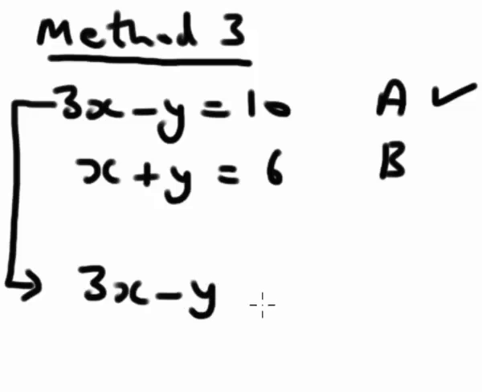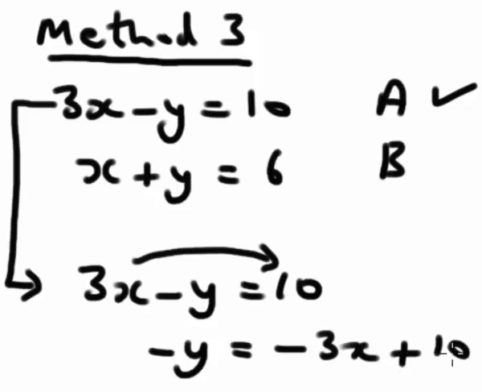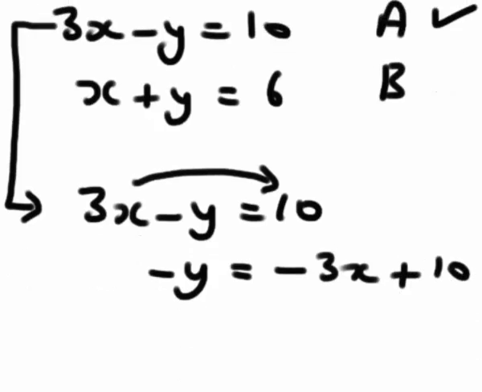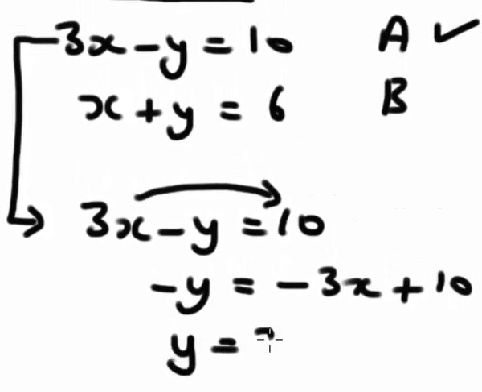I deliberately did this because of the negative in front of the y. Now look at that. If you solve for y, you bring the 3x to the right, giving you negative 3x plus the 10. Then all you've got to do is multiply throughout by the negative, and you get y is equal to 3x minus 10.